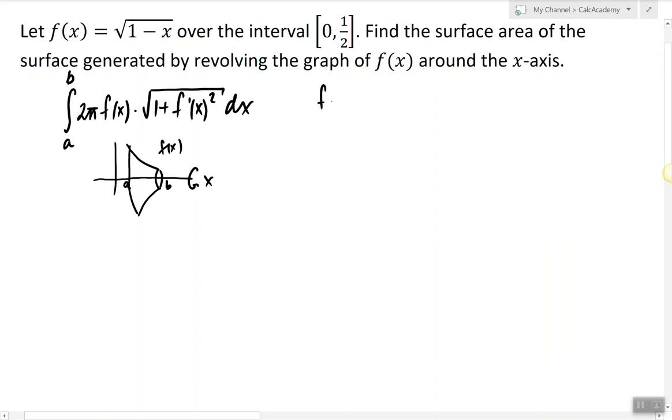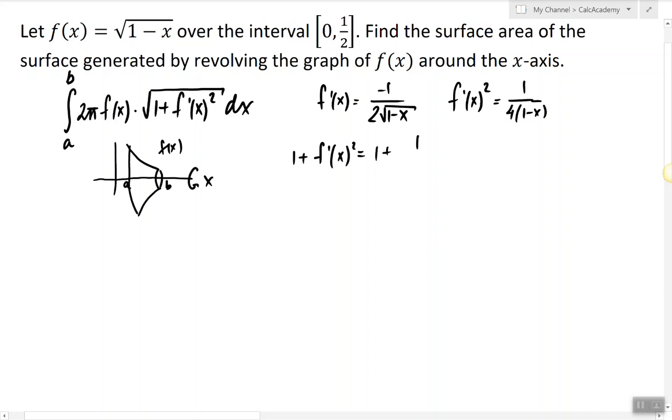To set this up, we have to first find the derivative of the function, which is 1 over 2 times square root 1 minus x times negative 1. Then we have to square this, so we get 1 over 4 times 1 minus x. Then we have to add 1, so we get 1 plus 1 over 4 times 1 minus x, which is equal to, combining the two fractions using the common denominator, we get this.